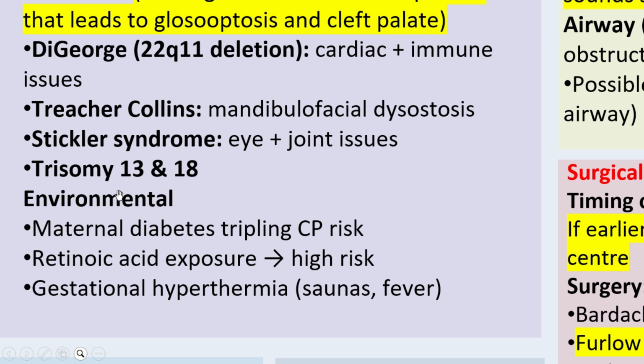Trisomy 13 is the most involved aneuploidy. Then the environmental factors, you have maternal diabetes, and this is going to triple the risk for cleft palate. We have the retinoic acid exposure, and this is a drug that is used for treatment of acne. And we have gestational hyperthermia, that is if the mother goes to places like saunas or they have maternal fevers.